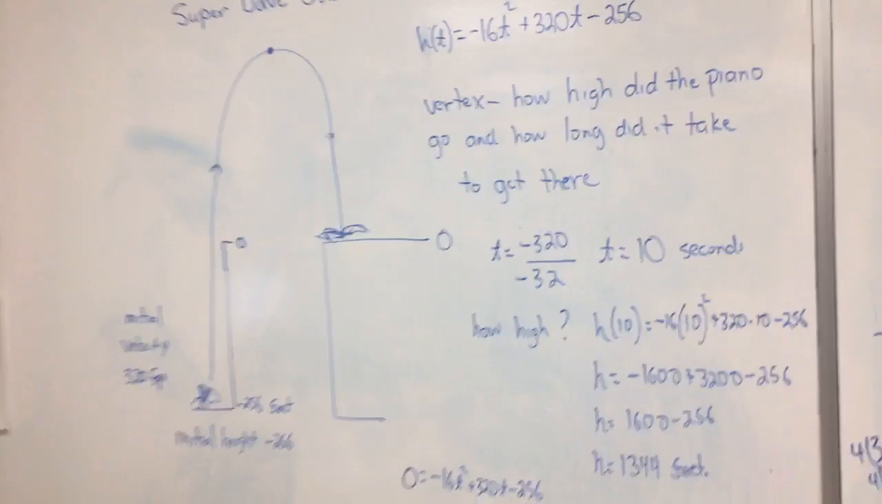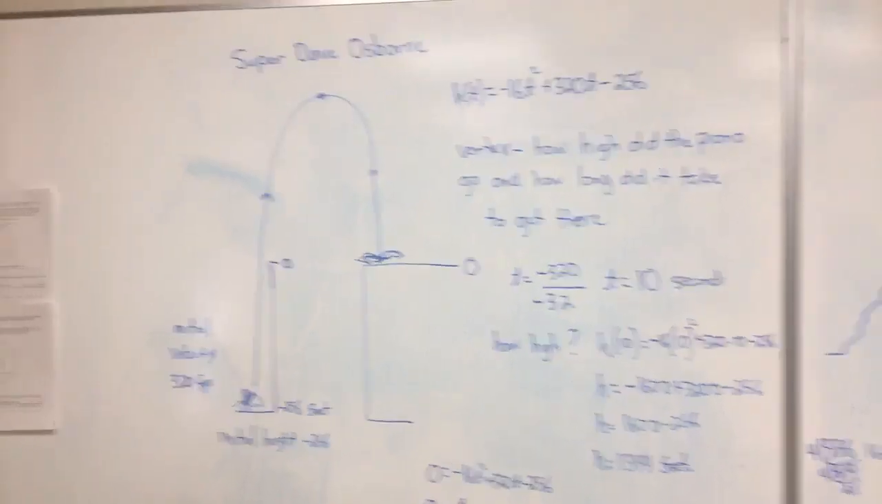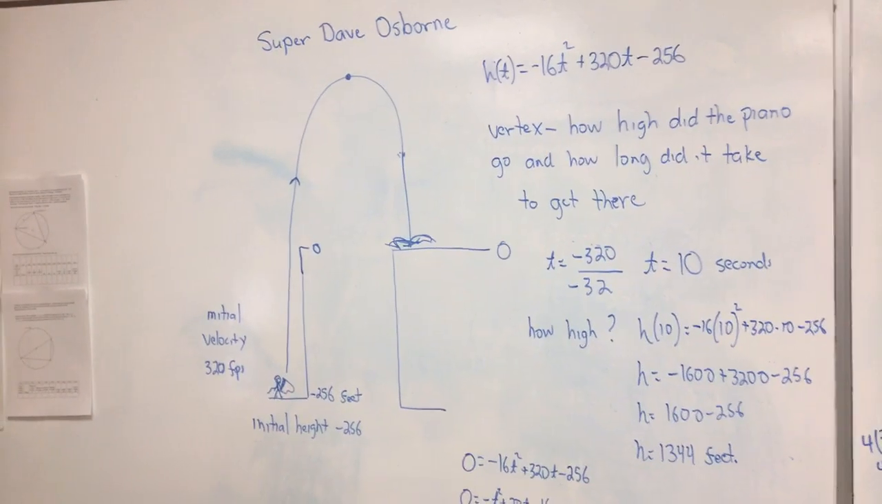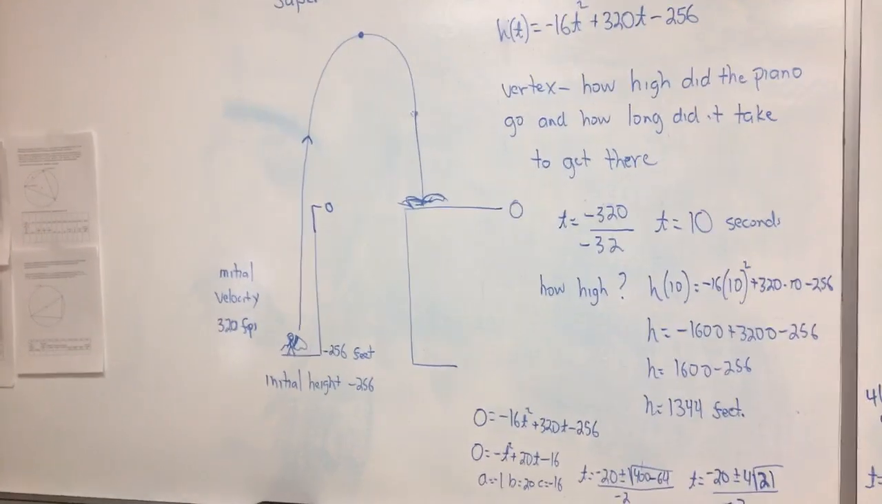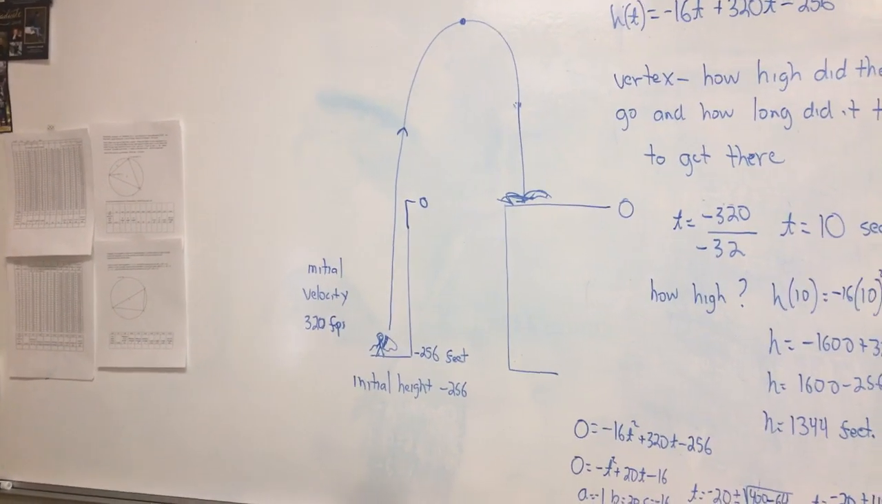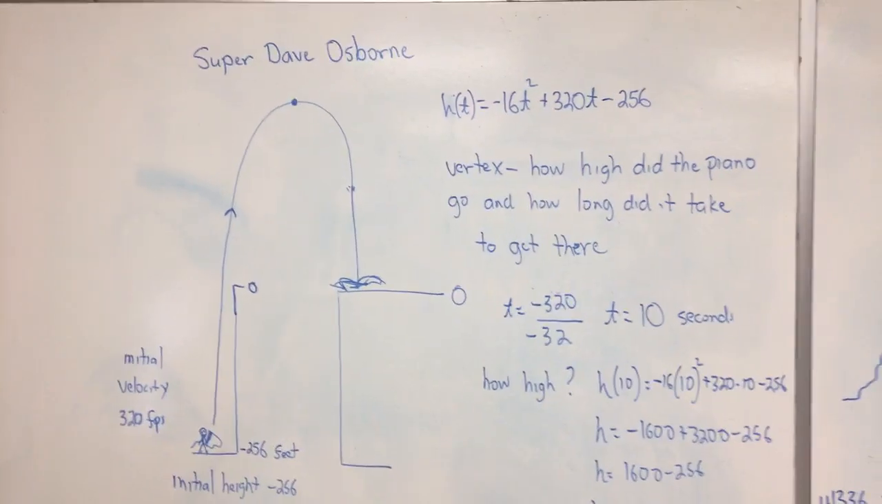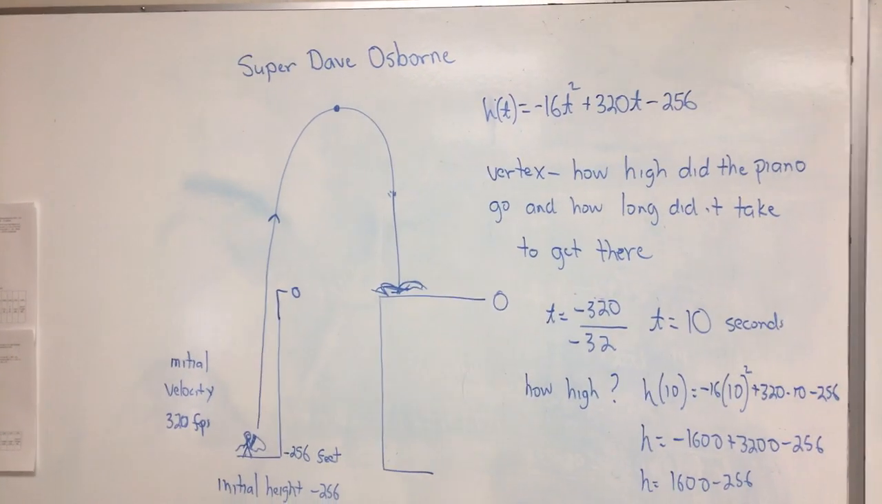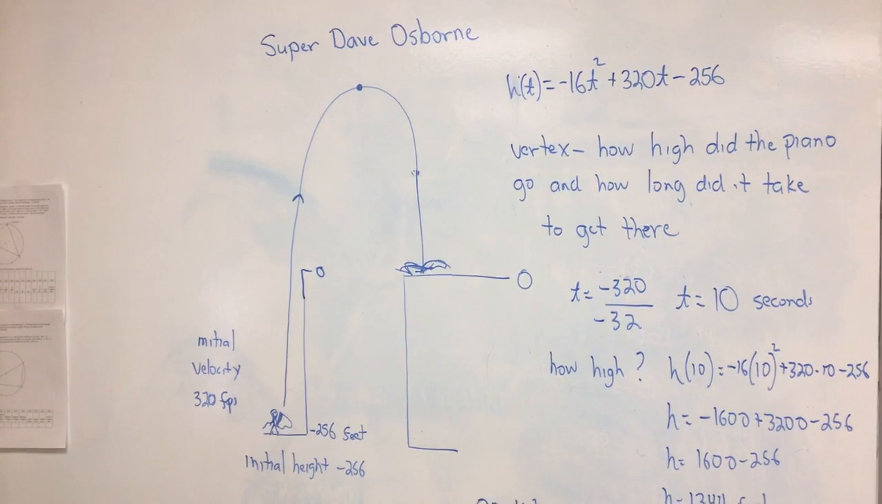All right. Now, the next one, you have Super Dave Osborne throwing a piano again. But this time, Super Dave Osborne is 256 feet below where the piano is going to land at an elevation of 0 feet, okay, above sea level, okay?